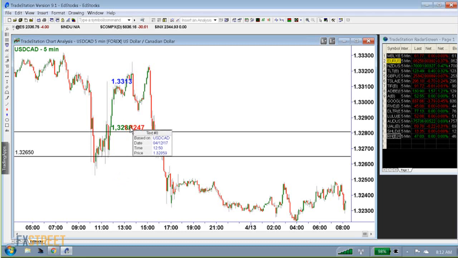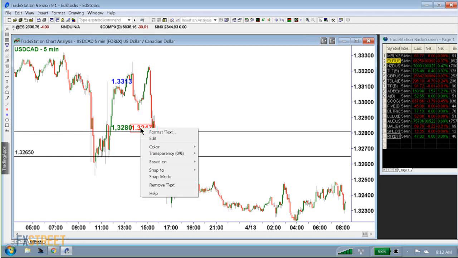we bring the stop up to the entry point. So the stop changes from 132.47 to 132.80, which is the same as the entry point. So we made 33 pips on half of the trade, and we broke even on the other half. Now, what the heck happened right here?